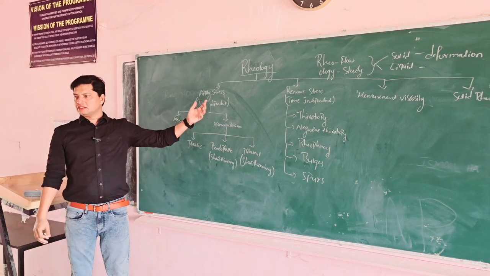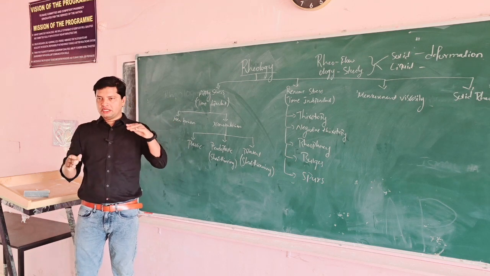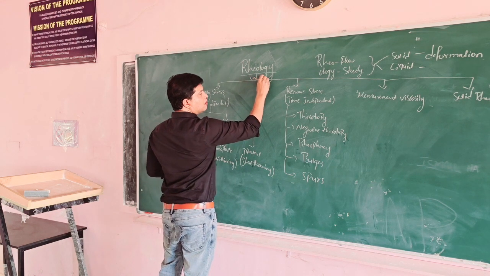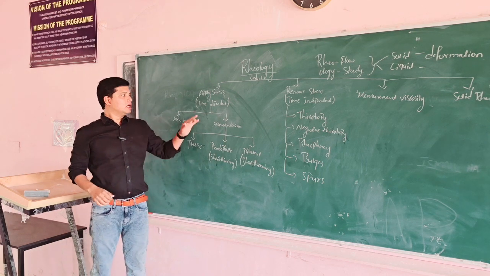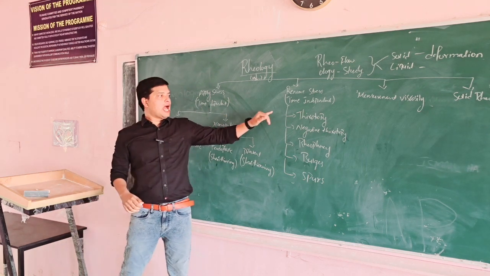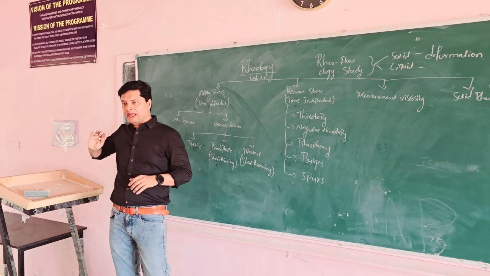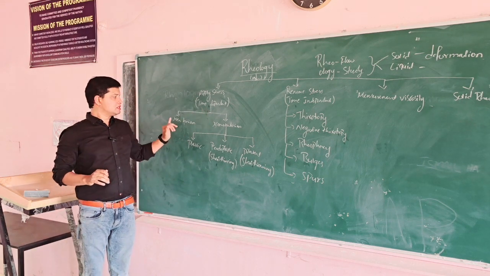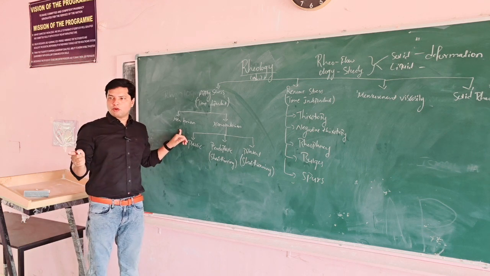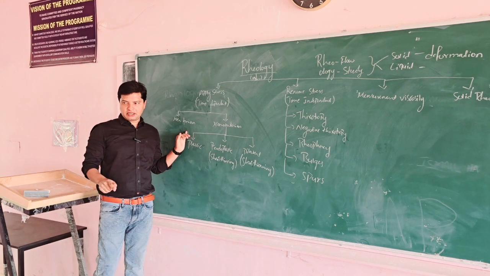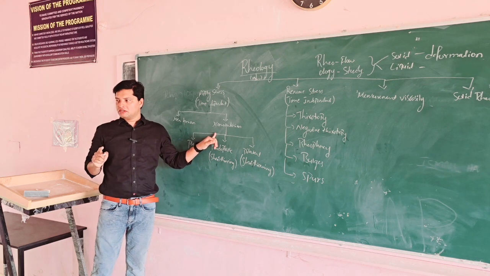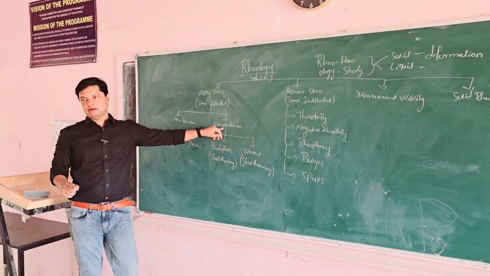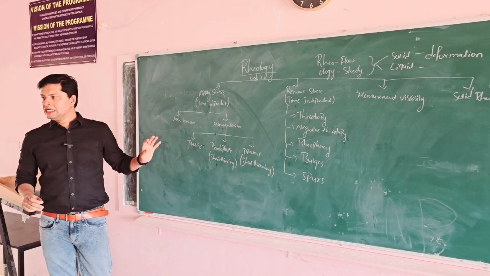Firstly, rheology is divided into flow of liquids and solids. In liquids we study time dependent rheology and time independent rheology. What happens if I apply force? What happens if you remove the force? If you apply force, liquids are divided into two. Liquids which obey Newton's law of flow are called Newtonian liquids. Liquids which do not obey it are called non-Newtonian liquids. Most liquids fall under non-Newtonian. Only water and honey fall under Newtonian.